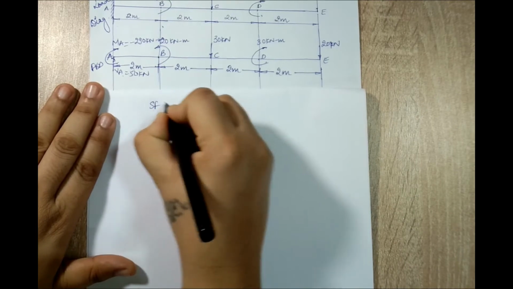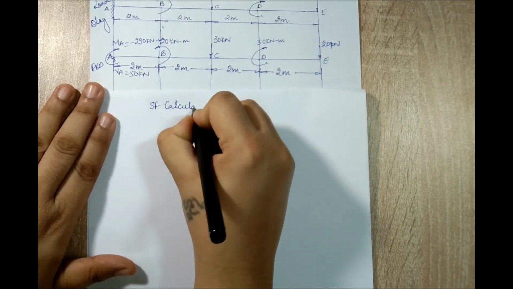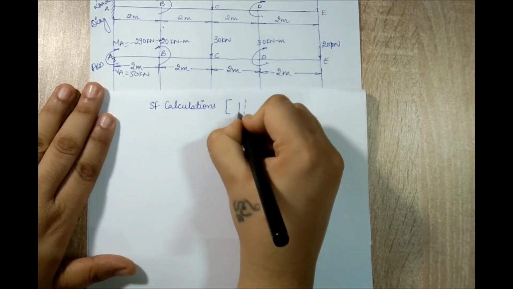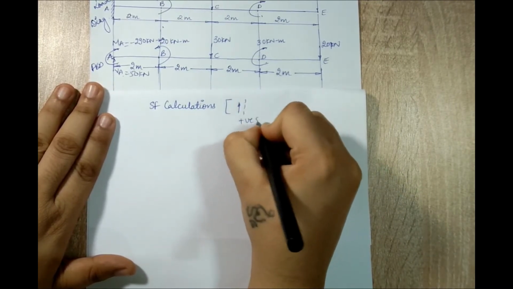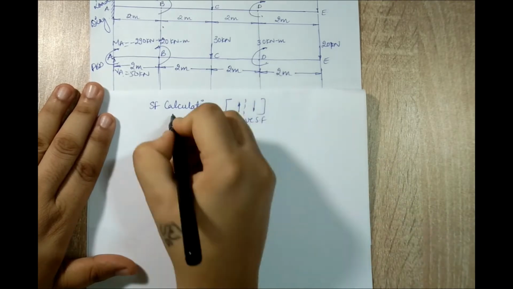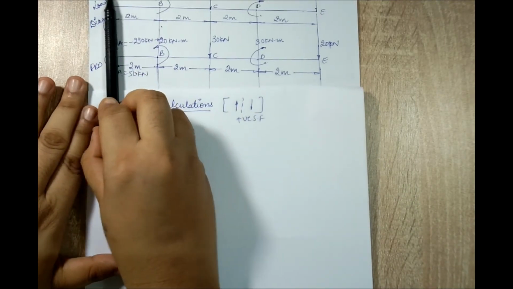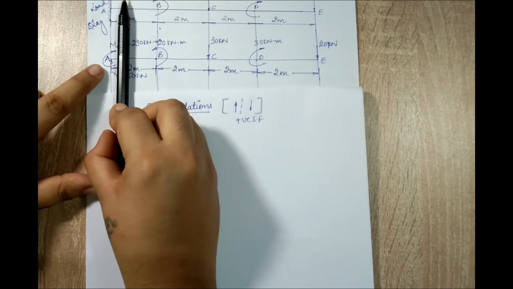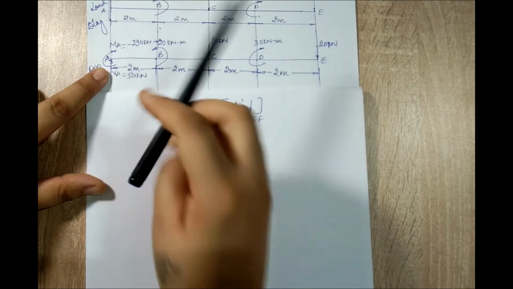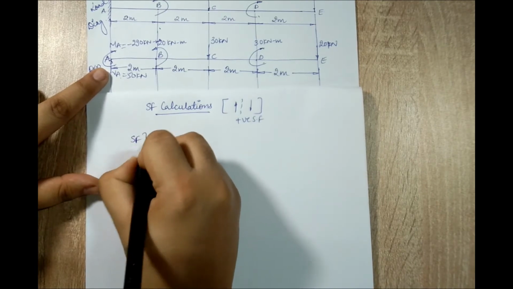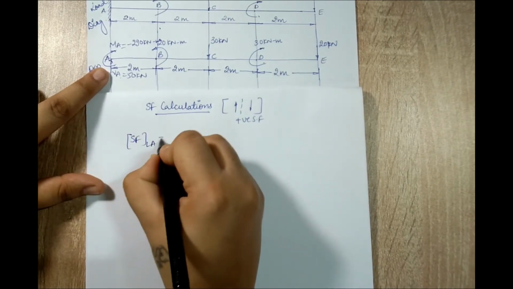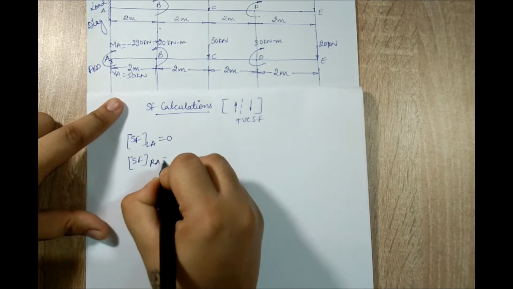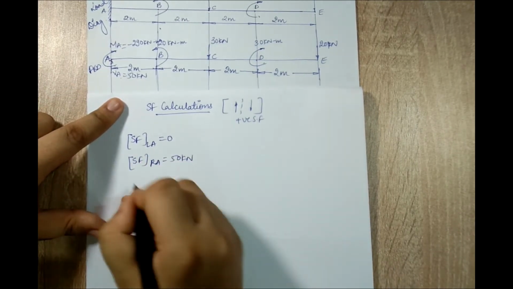Next, I'll go for the shear force calculations. I'll start with SF calculations. To the left of a section, if I see any force going upward, I'll say it is positive shear force. So I'll start with A. To the left of A, value is 0. When I stand to the right of A, VA becomes very much visible. So shear force to the left of A is 0. Shear force to the right of A is 50 kilonewton.